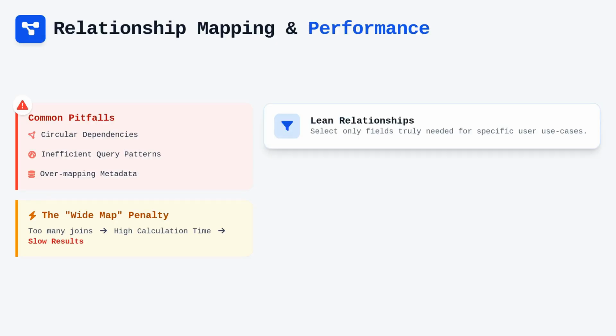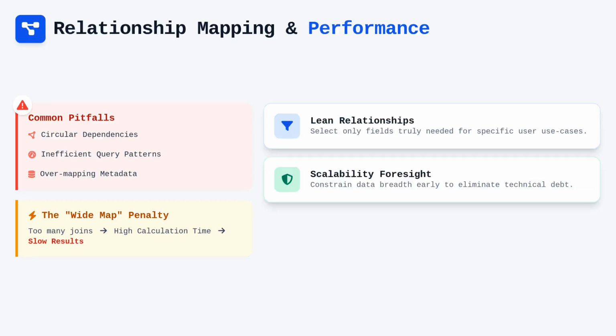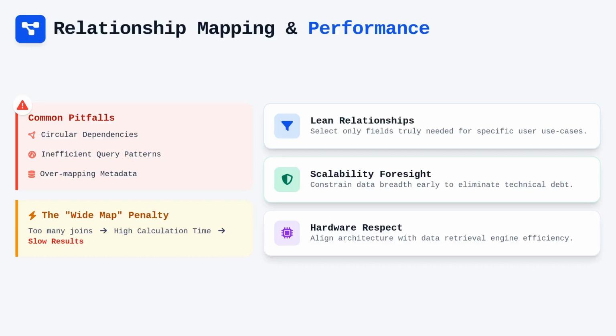Each relationship contributes to the query complexity, and when these maps become too wide, the platform spends more time calculating joins than returning results. Strive for lean relationships that reflect the specific use cases of your users rather than simply mapping every possible association. Scalability is about foresight, and by constraining the breadth of your data connections early on, you prevent the accumulation of technical debt.